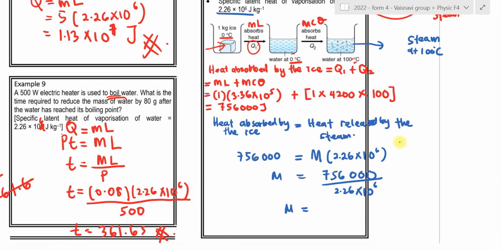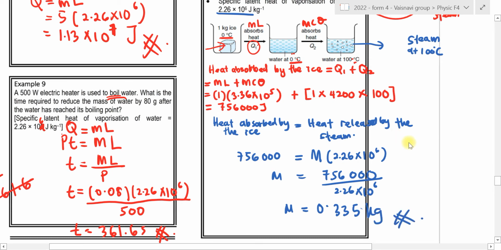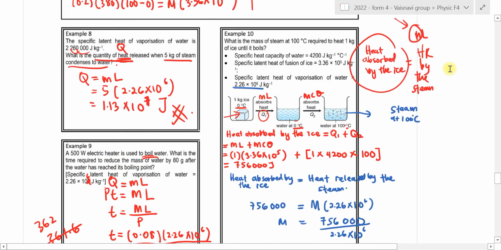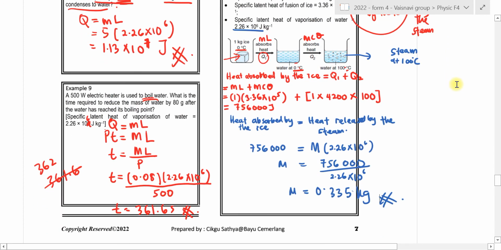0.335. Yeah. 0.335 unit kilogram. Okay, that's good.